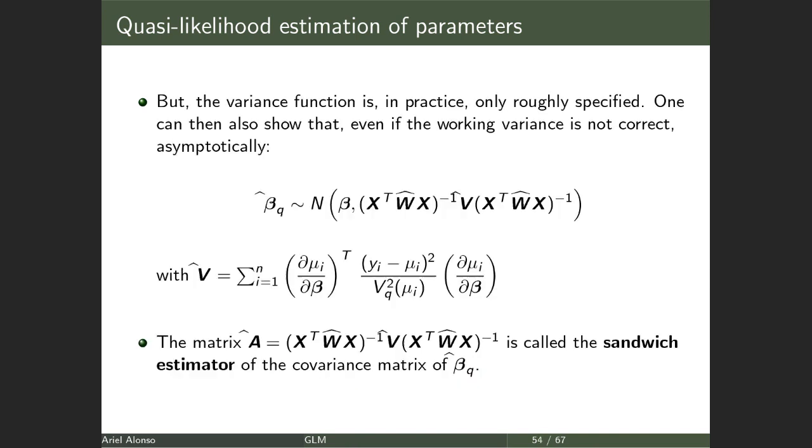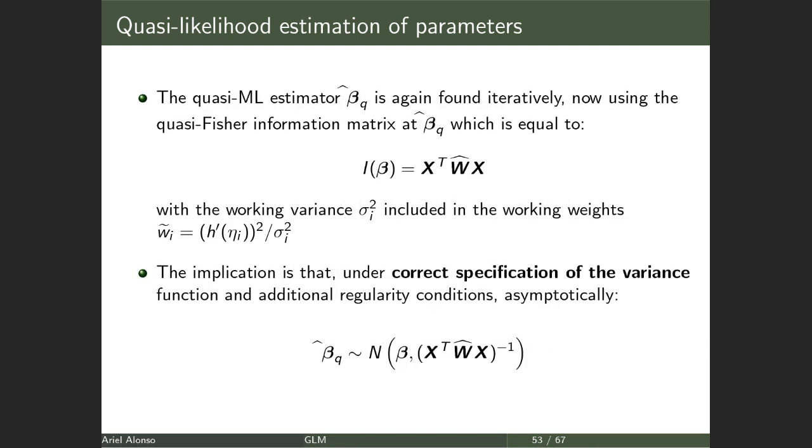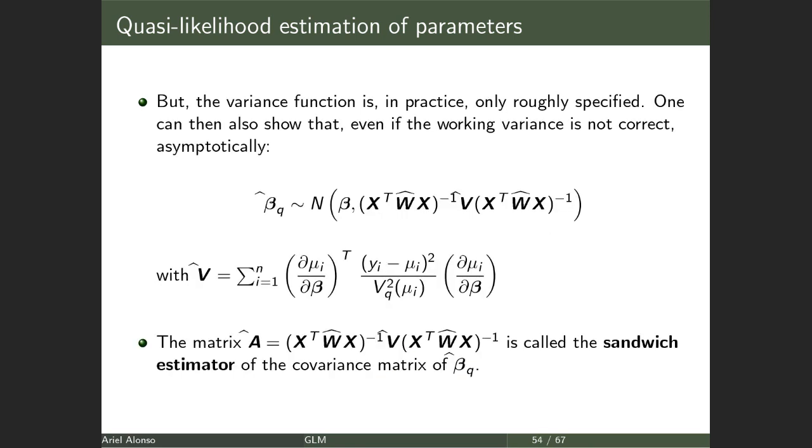You need to work with another asymptotic result. If the variance function you use in your quasi-likelihood is correct, you can use this asymptotic result to do your tests, your confidence intervals, whatever you want. If the working variance you use in your quasi-likelihood approach is incorrect, then you need to work with the sandwich estimator. We saw this back in the two inference lectures at the beginning.